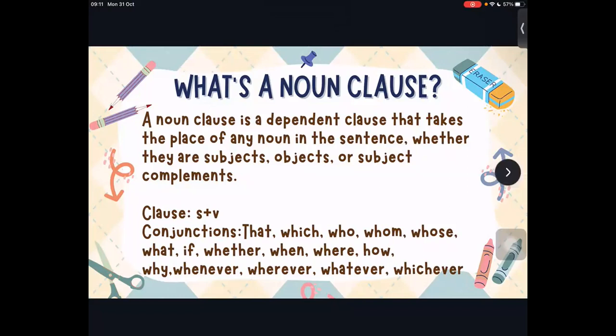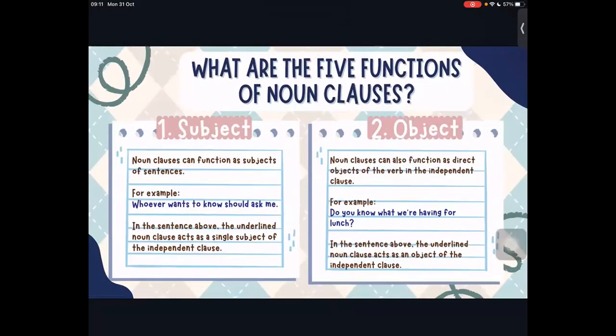Now let's talk about the 5 functions of noun clause. The first one, noun clause can function as the subject of a sentence. For example, whoever wants to know should ask me. As you can see in the sentence above, the underlined noun clause acts as a single subject of the independent clause. The second one, noun clause can also function as direct object of the verb in the independent clause. For example, do you know what we are having for lunch? In the sentence above, the underlined noun clause acts as an object of the independent clause.